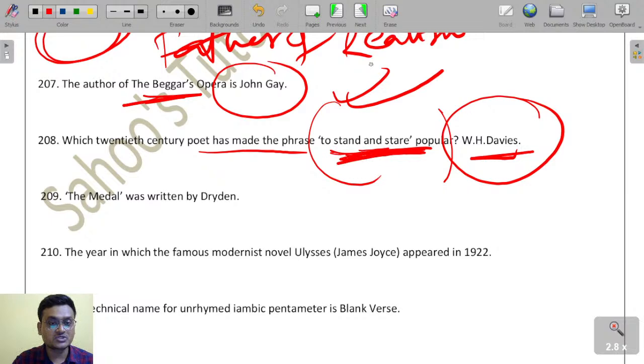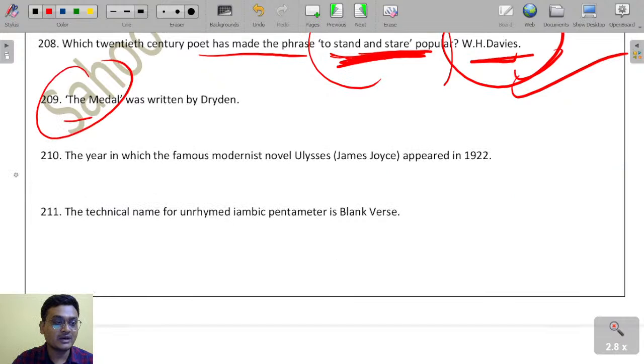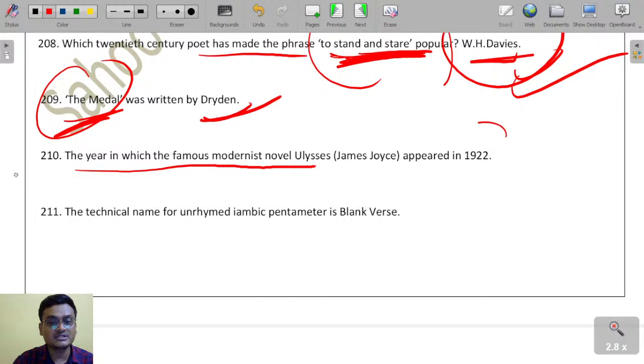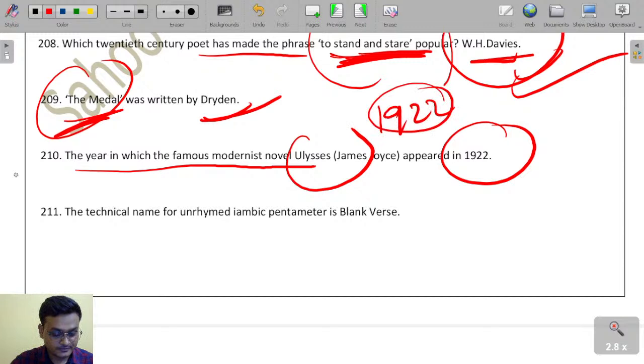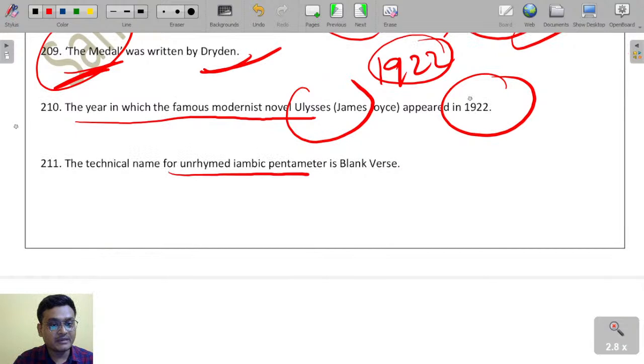The Medal was written by Dryden. Dryden has written The Medal, Dryden's Medal. The year in which the famous modernist novel Ulysses was published, Ulysses, the novel by James Joyce, published in 1922, okay. The technical name, okay, of unrhymed iambic pentameter is blank verse.